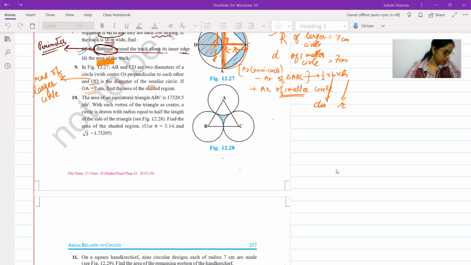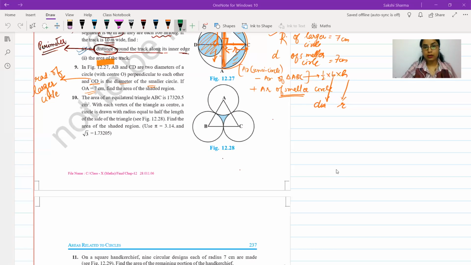Question number 10th. The area of an equilateral triangle ABC is given to you. With each vertex of the triangle as center, with ABC as centers, circles are drawn with radius equal to half the length of the side of the triangle. So it's already given that the radius for each of these circles is half the side of the triangle. If we know what the side of the triangle is, we can find out what the radius will be. Then you have to find out the area of the shaded region.